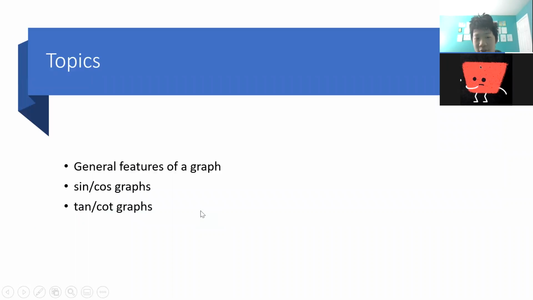I'm going to first talk about the general features of any graph and apply what we know to sine and cosine graphs, tan and cotangent graphs. But we're mostly going to focus on sine and cosine graphs because that's usually what's relevant. Nothing else has that many applications. So we're just going to focus on that for now. Okay, so let's dive right in.